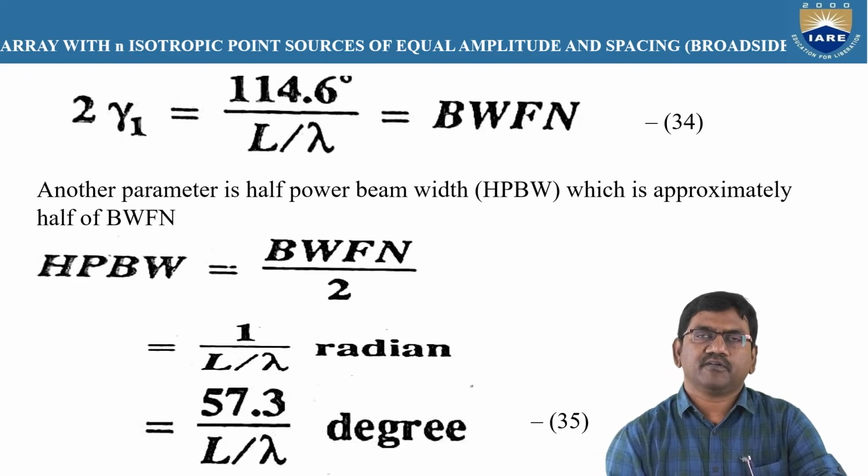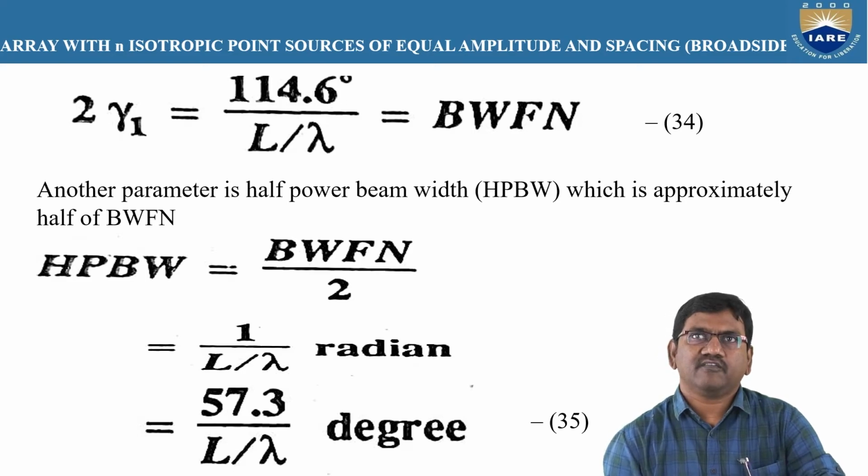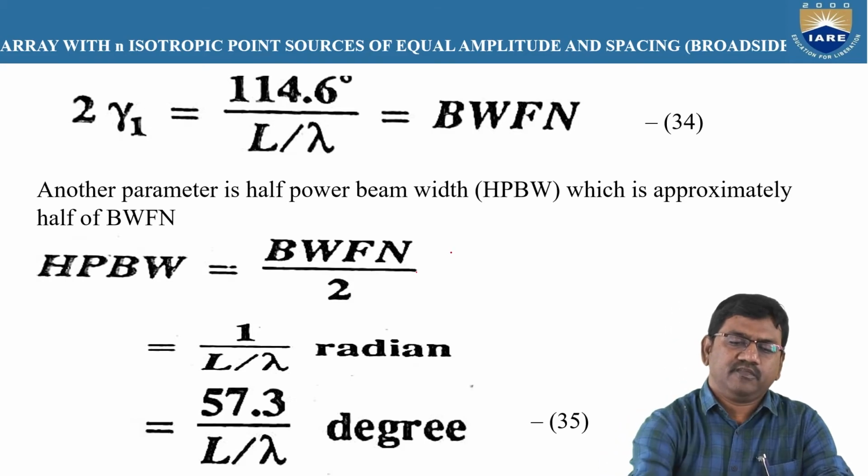And we know that half power beam width is nothing but half of the beam width value. Whatever the beam width means, the complete angle of the main lobe. Half power beam width is the half angle of the main lobe. So that is half of the beam width angle, we get the half power beam width value. So the half power beam width value is equal to BWFN by 2.